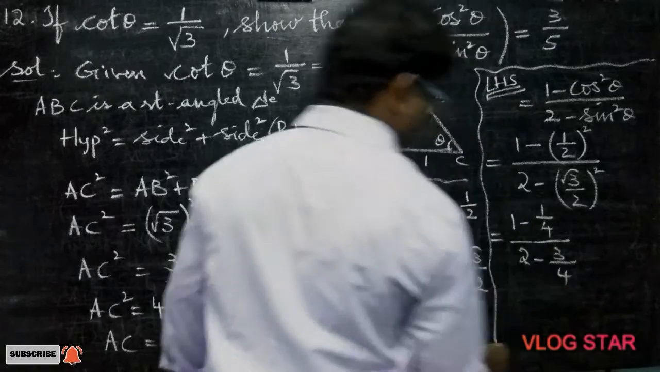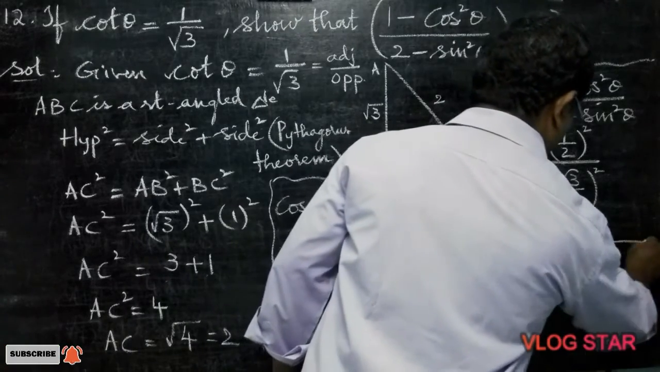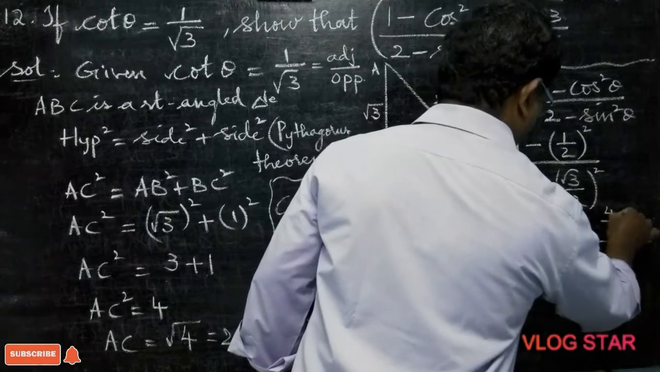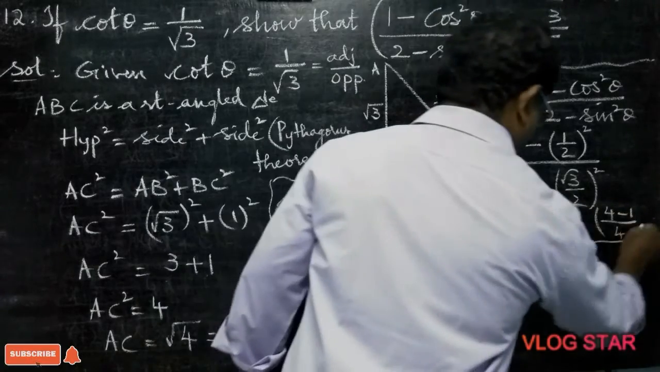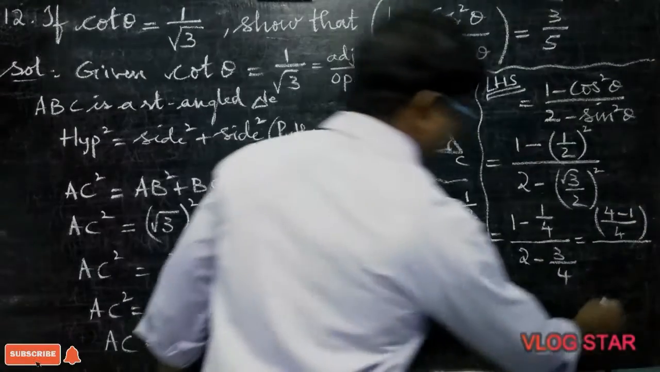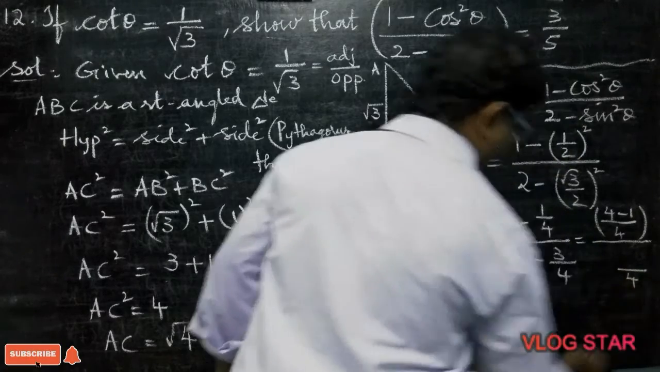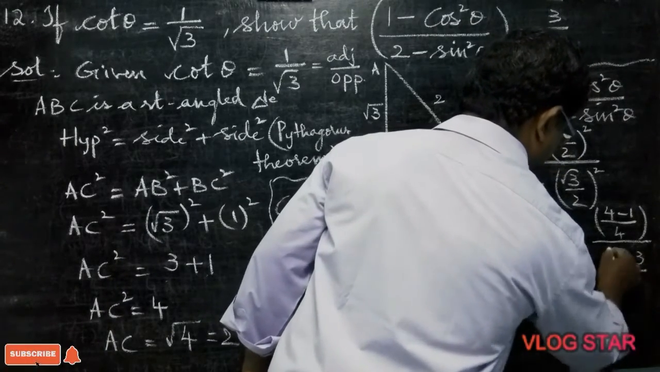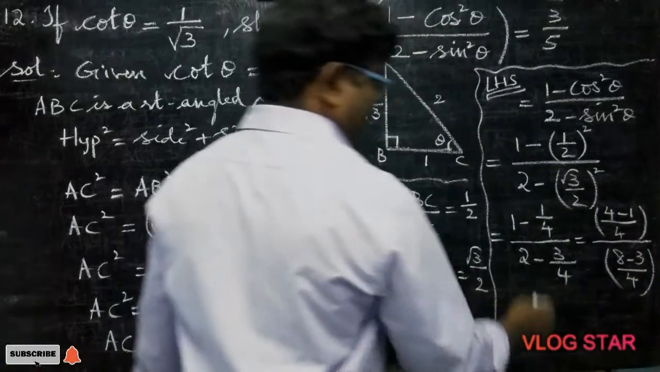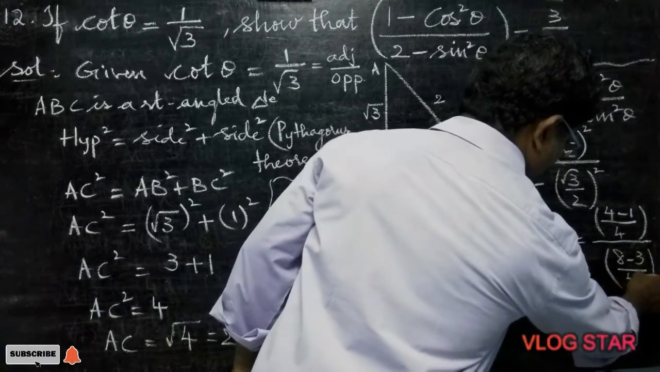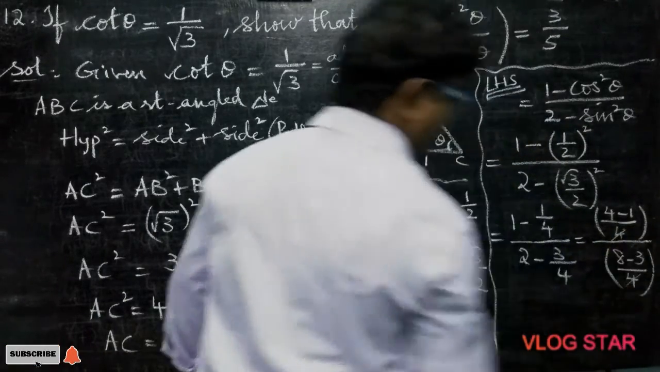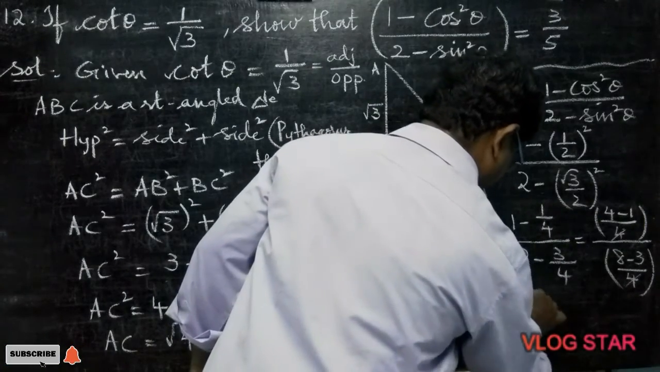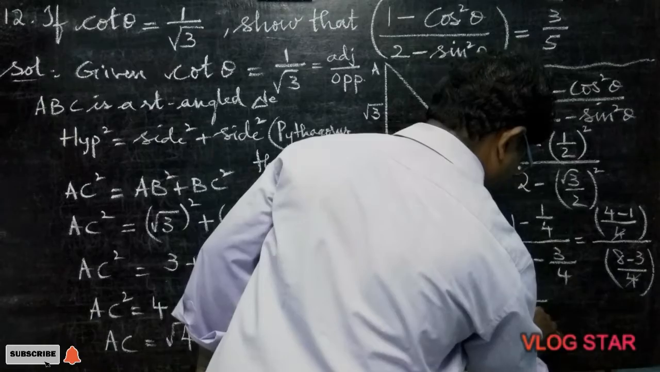2 twos, 4. Now in numerator you will get 4 as LCM. 4 ones are 4. 4 minus 1, keep bracket. This is numerator. Coming to denominator, 4 will come. 4 twos are 8. 8 minus 3, put in a bracket. Now denominator can cancel. 4 minus 1 is 3. And 8 minus 3 is 5.